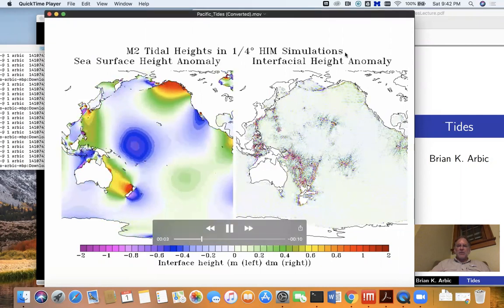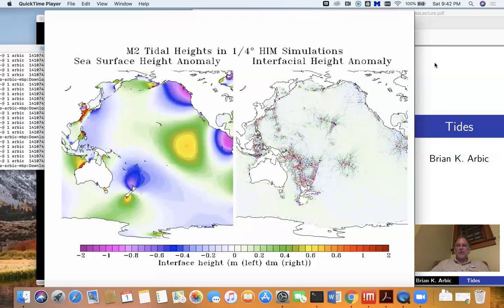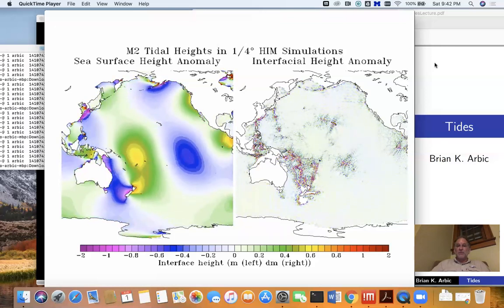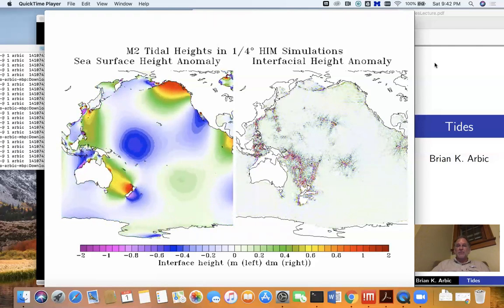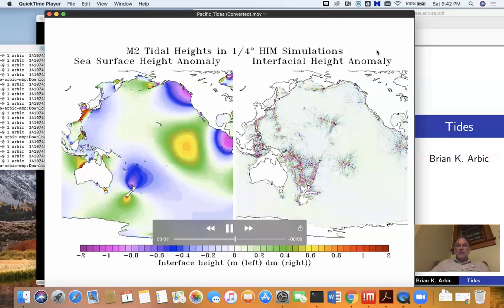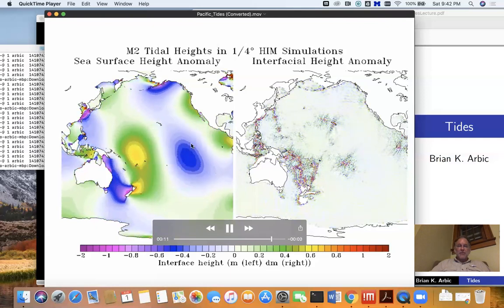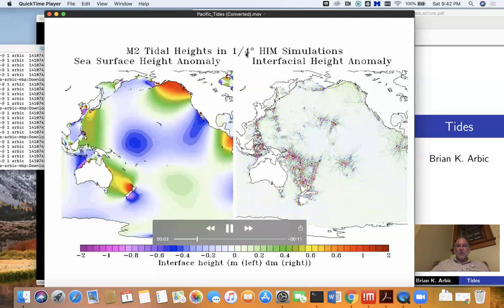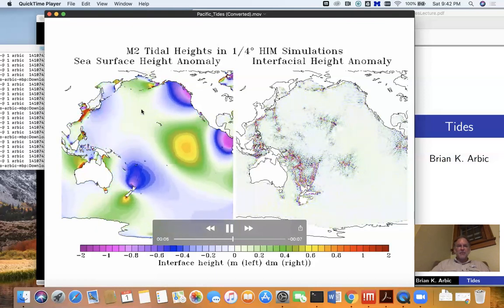And these are simulations done with the Hallberg isopycnal model. Robert Hallberg is a scientist in the NOAA Geophysical Fluid Dynamics Laboratory, and he was one of my collaborators when I did these simulations a long time ago in the early 2000s. So this is a computer simulation of M2 tides at 1/4 degree global resolution. We can do much higher than that now.